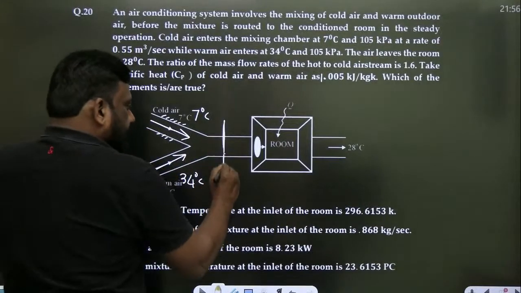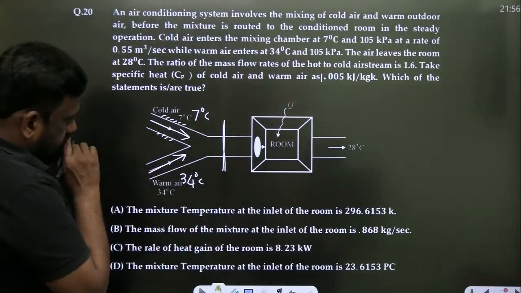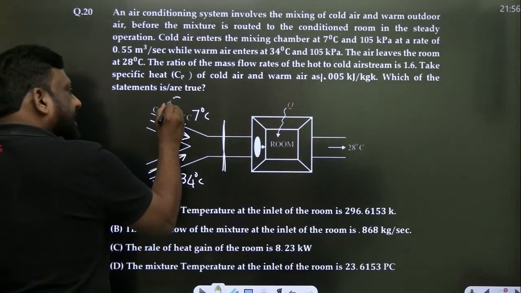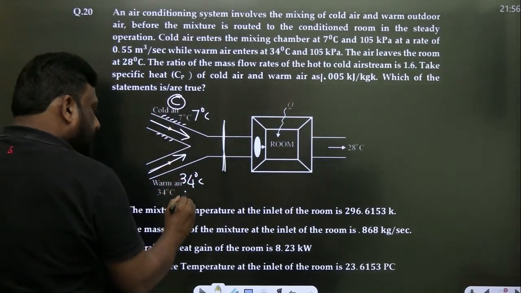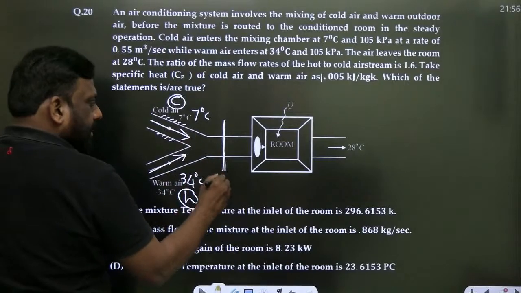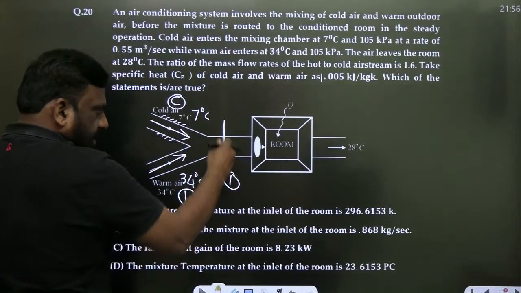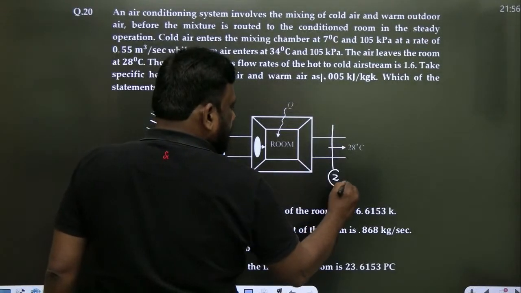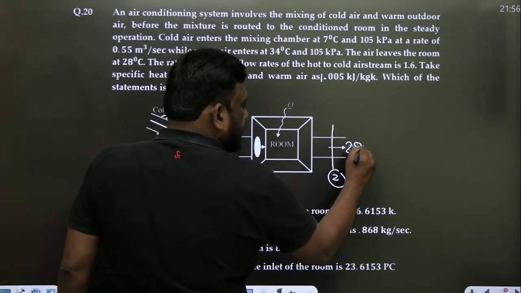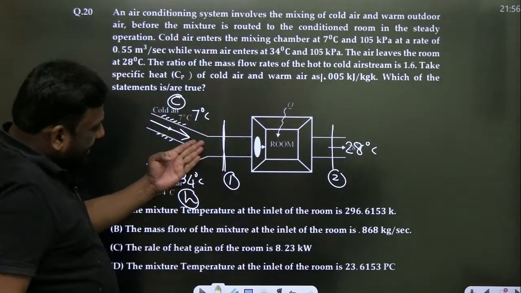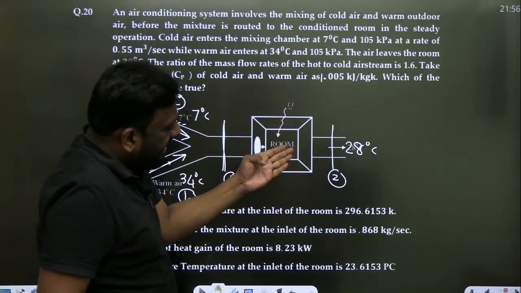After mixing, इसको हम ऐसे ले लेंगे सर. इसको C रखेंगे मतलब cold, इसको H रखेंगे मतलब hot. मिक्स होके इसको 1 ले लेंगे और इसको 2 ले लेंगे. And this exit temperature, please listen carefully. What is 1? Inlet to the room. What is 2? Exit from the room.